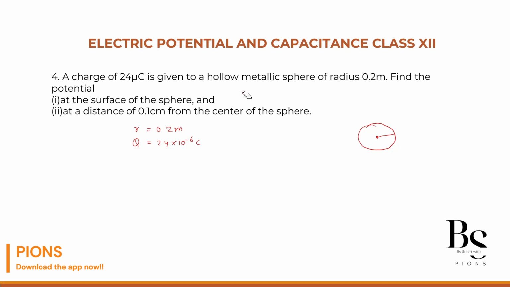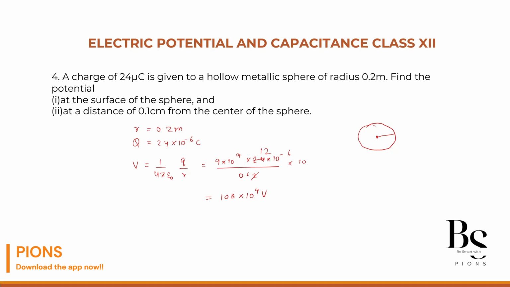So potential at the surface of the sphere is V, that will be equal to 1 by 4 pi epsilon naught, that is K, Q by R. Very simple, direct question. So that is 9 into 10 to the power 9. Charge is how much? 24 into 10 to the power minus 6, whole divided by the radius, which is 0.2. Let's simplify. Let's remove this point. You will get an extra 10 here. Let's cancel this with 12. So 12 into 9, 108. Let's simplify the powers. 9 minus 6, 3. 3 and 1, 4. 10 to the power 4 volt. Now this is the voltage on the surface of the sphere.